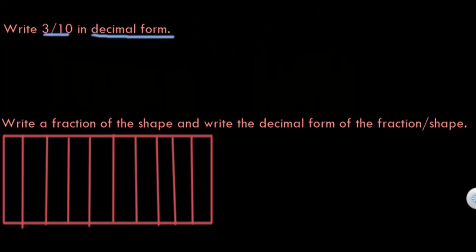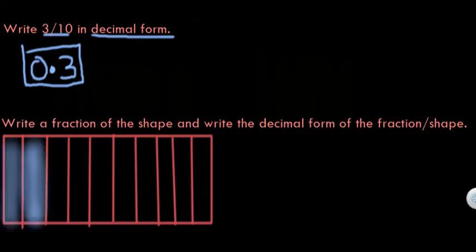Now leave all of this. Now we said that we need to write 3 over 10 in decimal form. So I have no whole, so I write 0. It's so important to put the decimal point. And then I see what's the numerator of the fraction, it's 3. So in decimal form, it's 0.3. Okay, now we need to write the fraction of the shape and write the decimal form of the fraction or shape. Okay, so this is also good and easy for us.